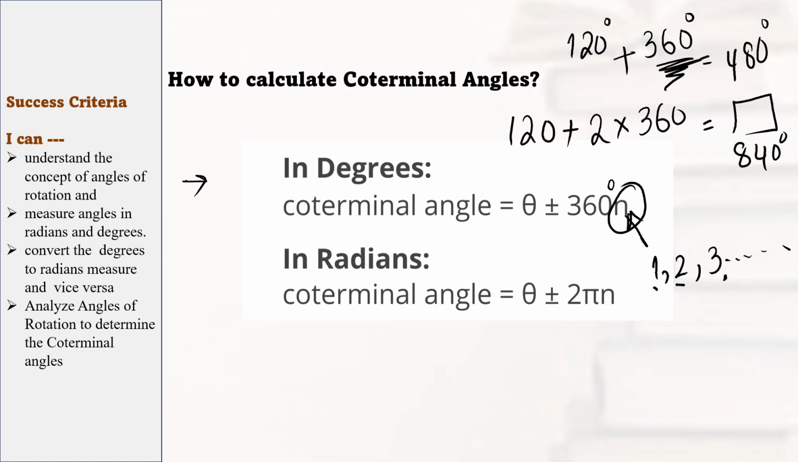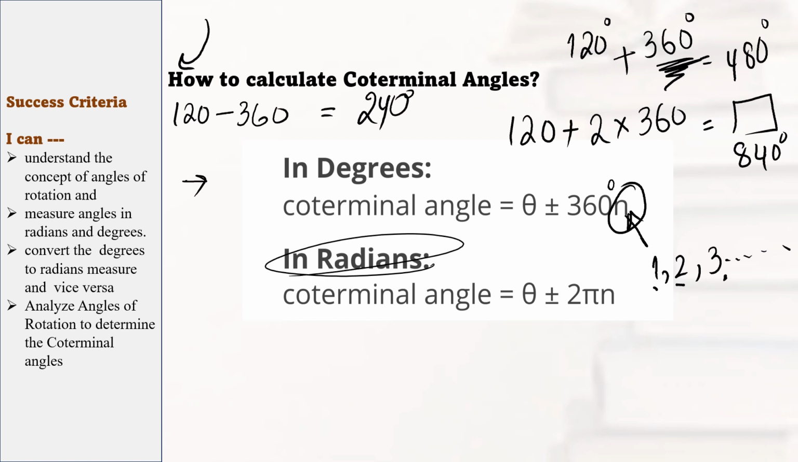Now, in the same position, if I want to find a negative coterminal angle, simple, I will write my angle and I will subtract 360 from it. I am moving in the clockwise direction. So I will get negative 240 degrees. Now in radian measure, you only add 2 pi or subtract 2 pi, where n is the number of rotations.